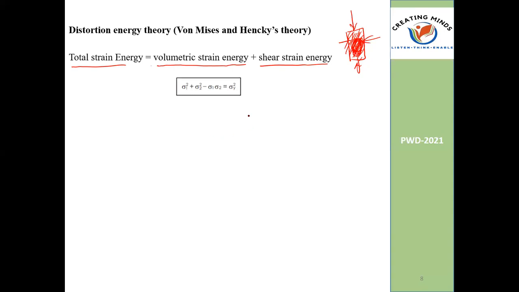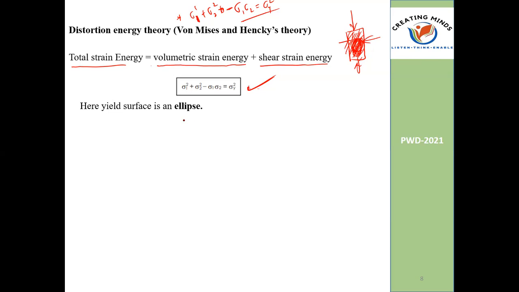Right. What is the condition? See, this is a very simple condition. A square, that is sigma 1 square plus sigma 2 square minus sigma 1 sigma 2, which is equal to... see, be careful. In some cases, that is less than. In some cases, greater than. In some cases, equal. So you have to remember the equation and condition. If you get confused, the question will go wrong. So this is distortion energy theory. Distortion energy theory, very, very important.